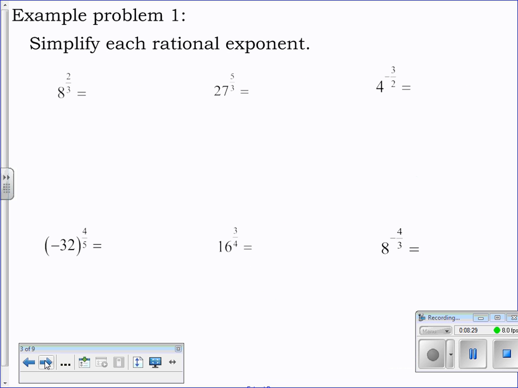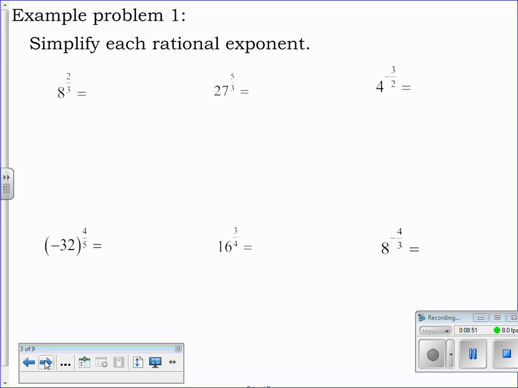Okay. Fractional exponents. Simplify each fractional exponent. So the idea here is we're going to come up with a single numeric value. Okay. And you need to know how to do these by hand, but you can also do these on your calculators. But you do need to understand how to do them by hand. And what does each part represent?